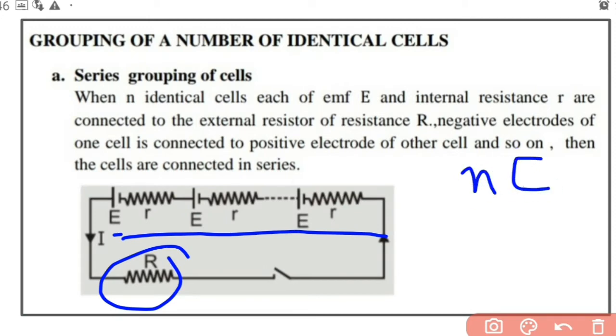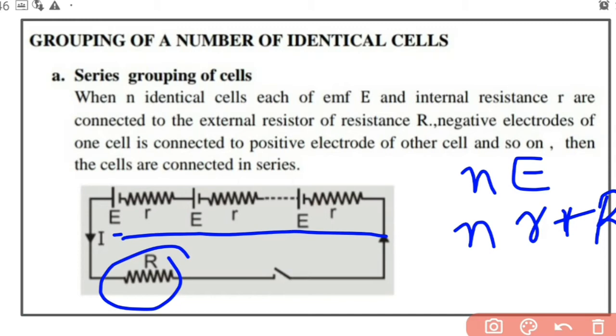N into E or N into epsilon. Here since it is written E, that's why I used E, otherwise you can use the letter epsilon. So N into E is the total EMF, where E is the EMF of one cell. Then what will be the total internal resistance? Total internal resistance will be N into small r. So what will be the total resistance in the circuit? Nr plus capital letter R will be the total resistance.